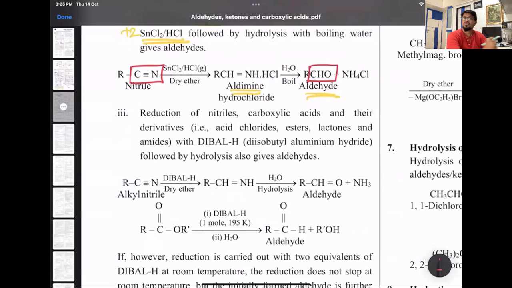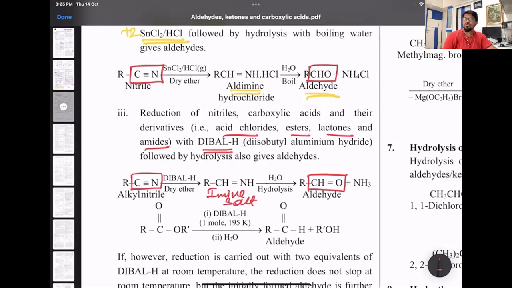Then reduction of cyanides, carboxylic acids and their derivatives, that is basically acid chlorides, esters, lactones and amides. We know lactones, right? Oxygen atom next to a carbonyl group in a closed chain. That's the lactone part, with DIBAL-H, diisobutyl aluminium hydride, where cyanide is again reduced to aldehyde, similar to Stephen's reduction. So cyanide, you add 2 nascent hydrogen, it forms its imine salt, and that imine salt on hydrolysis gives you aldehyde.